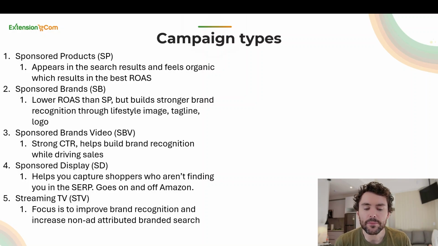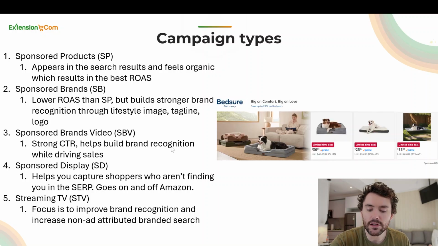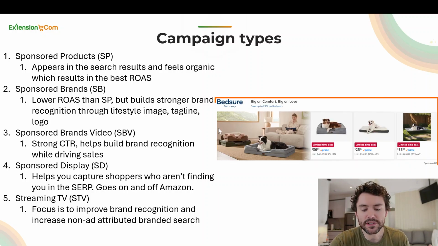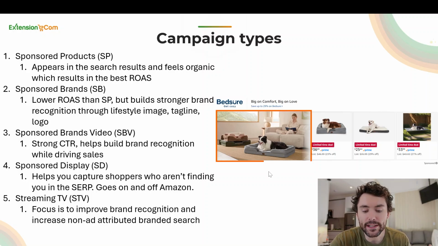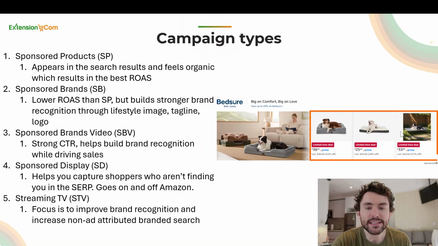Sponsored brands will help you build stronger brand recognition through lifestyle images, taglines, and your logo. You can also display up to 3 products, and here we can see BedSure doing just that. You can see a dog laying on a dog bed enjoying it. You can see BedSure: Get Cozy, big on comfort, big on love, and you can see 3 different products here.